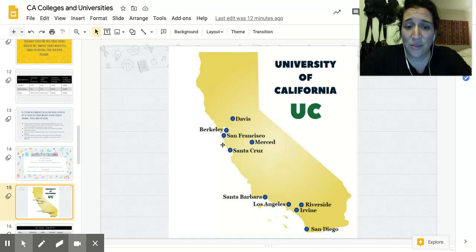There are 1, 2, 3, 4, 5, 6, 7, 8, 9, 10 UCs, and you can see them all on the map right here. Feel free to pause. Okay.